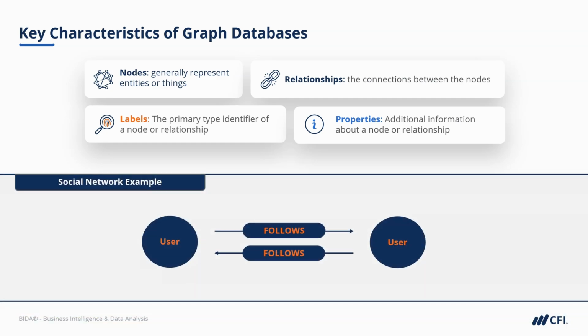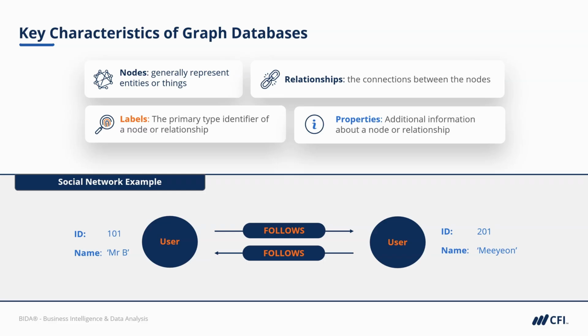Looking back at this social network example, we have these two users who each follow each other, but we don't know anything about these two user nodes. We can introduce these properties, so now we know user ID 101 is Mr. B, and user ID 201 is Meon.